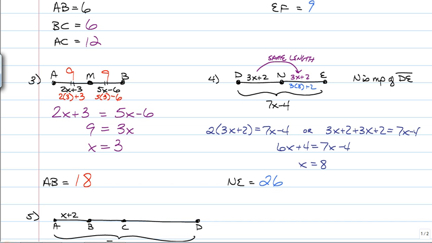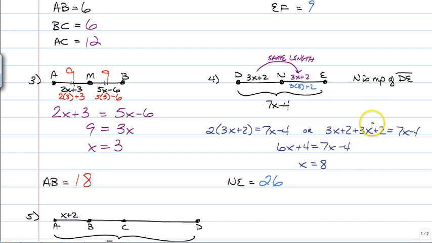If you got NE is equal to 26, you are good to go. Now, first thing you had to do was look, and here's a little piece, here's a big piece. So you had 2 options for this one. You could just write that NE is also 3x plus 2 because remember, with midpoints, the left side is equal to the right side. That also means expression-wise.